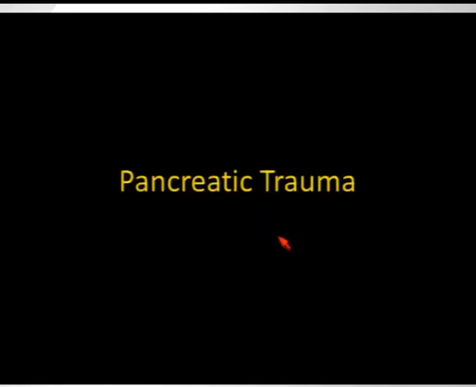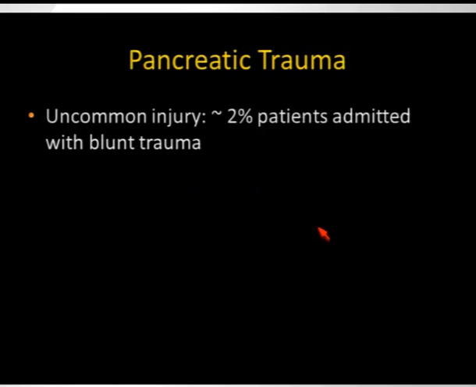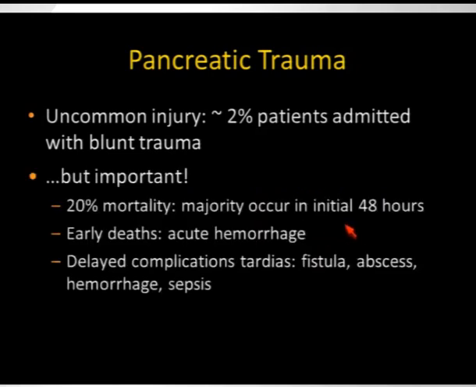So let's finish up discussing the second most commonly but important missed injury, that is pancreatic trauma. Again, very uncommon, but very important because it's associated with a 20% mortality, the majority of them occurring within 48 hours, and the majority of the deaths caused by associated injuries leading to acute hemorrhage.